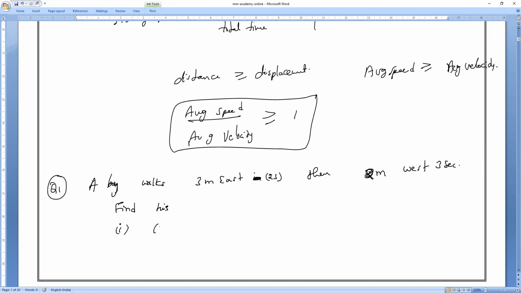Find Roman number 1, average speed, Roman number 2, average velocity. So understand the first question, everybody. How many meters is he walking towards the east? 3 meters east and as well as 2 meters again west.